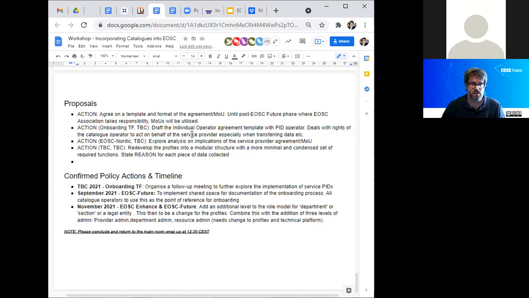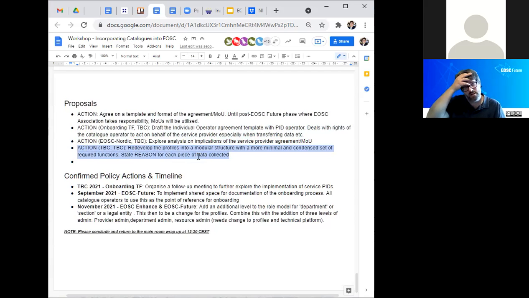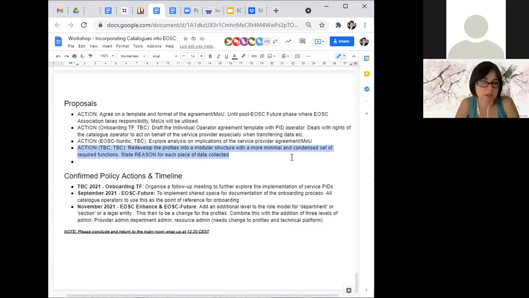So I tried to state the profile redevelopment as a suggestion in the chat. Okay. I see. So it's there in the proposals. So I think we should now close up. So the proposals are there. And I think we have discussed that at length. Probably we want to go a bit more into the timeline, do we? Are there any comments on this?